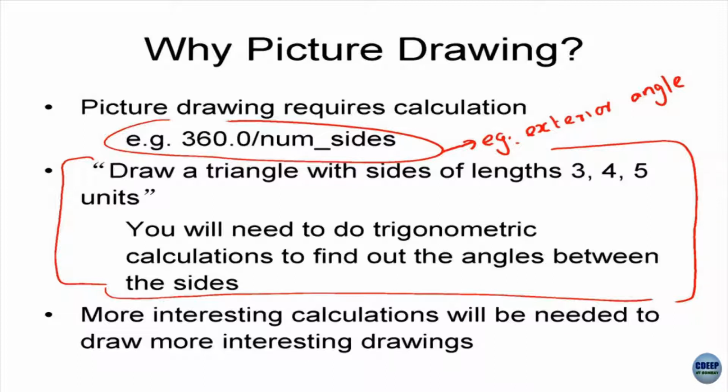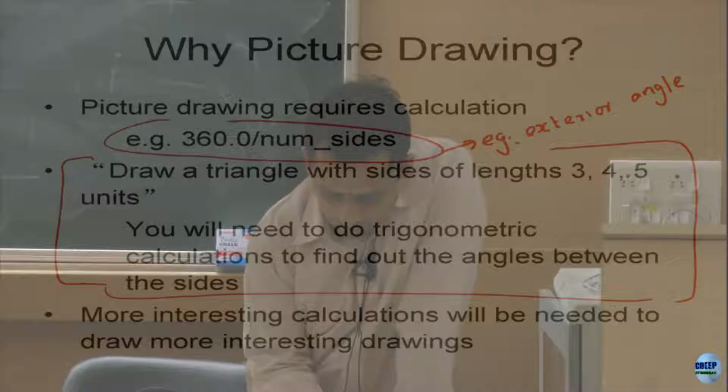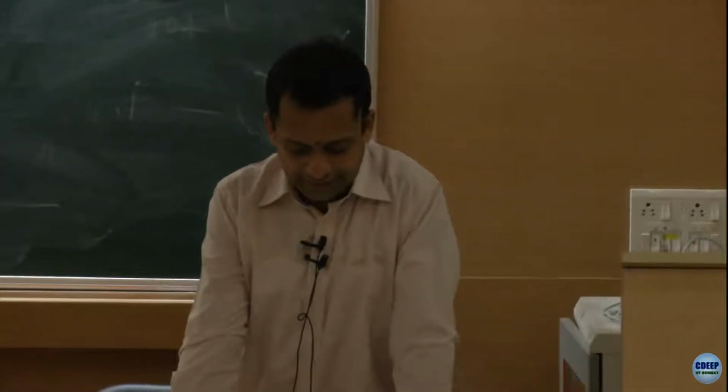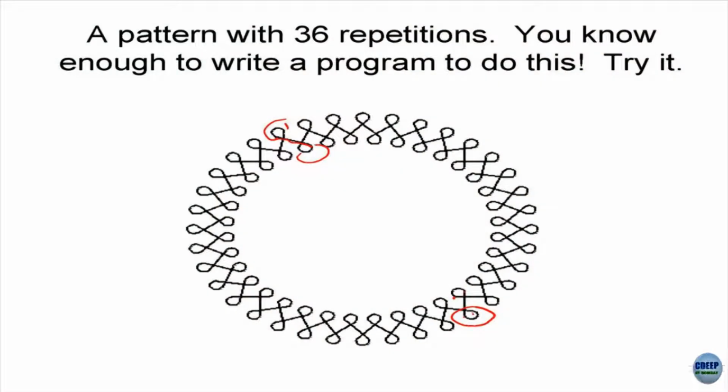We mostly focused on uniform polygons, but you could also try the following. Let's say draw a triangle with sides 3, 4 and 5. So you need to do some trigonometric calculations to find the angles, right? You have to do some cosine computations.